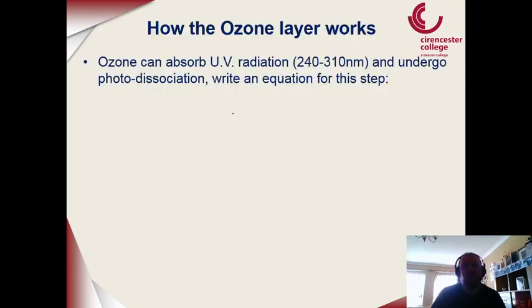So, how does the ozone layer work? Well, firstly, what happens is ozone, being O3, can dissociate and become O2 and oxygen, and what it needs is a photon of light to do that.